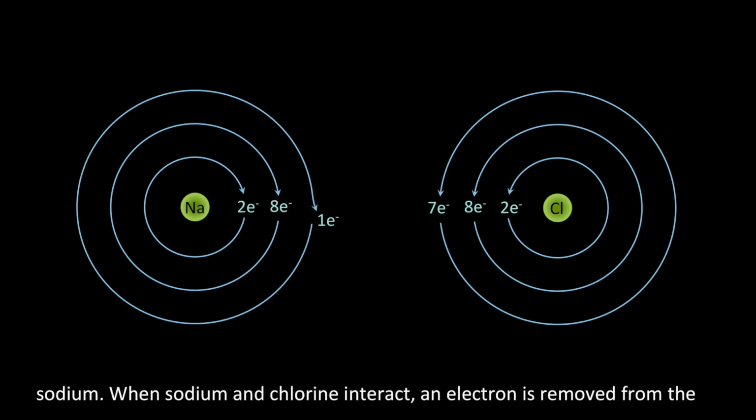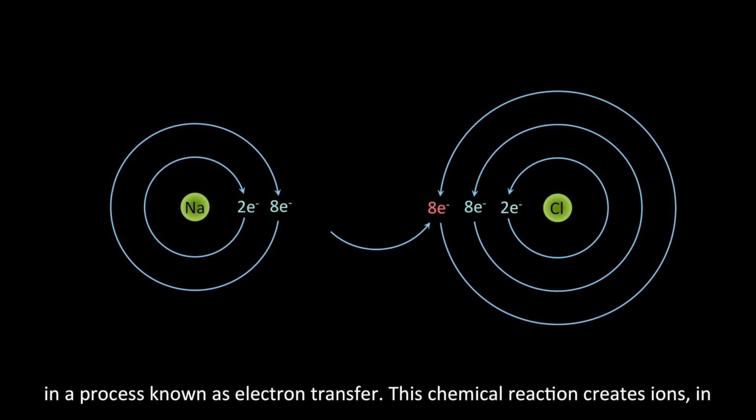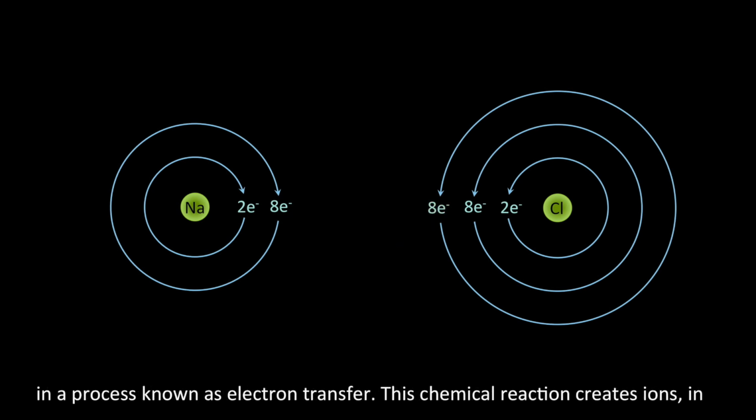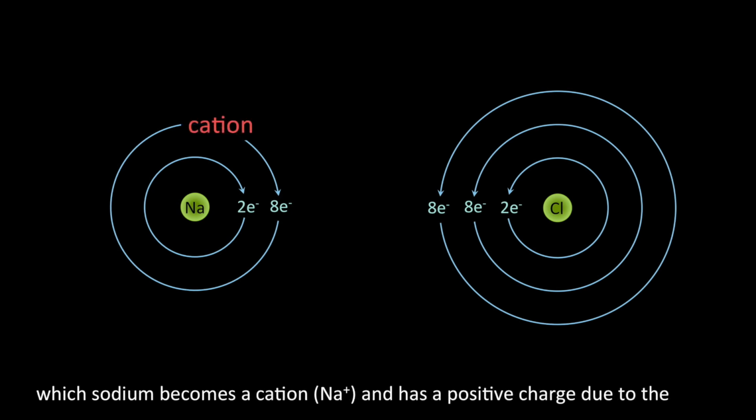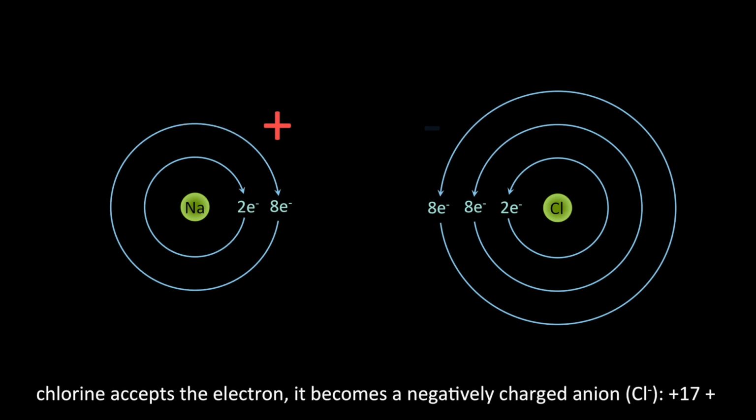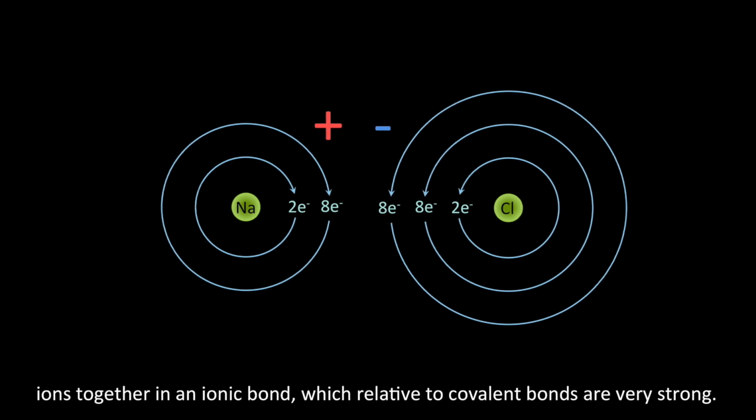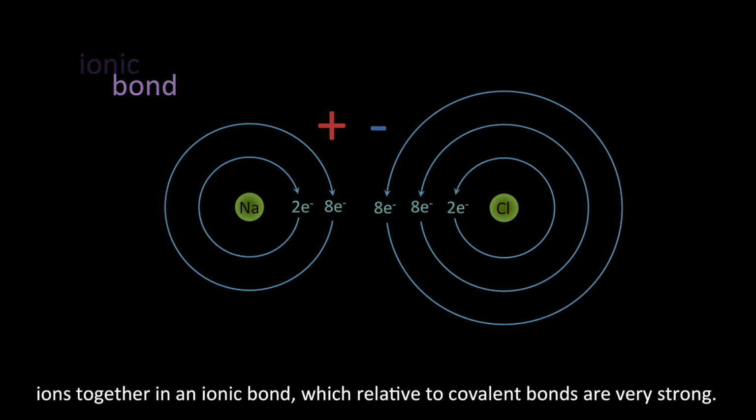When sodium and chlorine interact, an electron is removed from the outer shell of sodium and is transferred into the valence electron shell of chlorine in a process known as electron transfer. This chemical reaction creates ions, in which sodium becomes a cation, Na+, and it has a positive charge due to the differential in protons and electrons. When chlorine accepts the electron, it becomes a negatively charged anion. The difference in electrical charges in these two ions binds the two ions together in an ionic bond, which, relative to covalent bonds, are very strong.